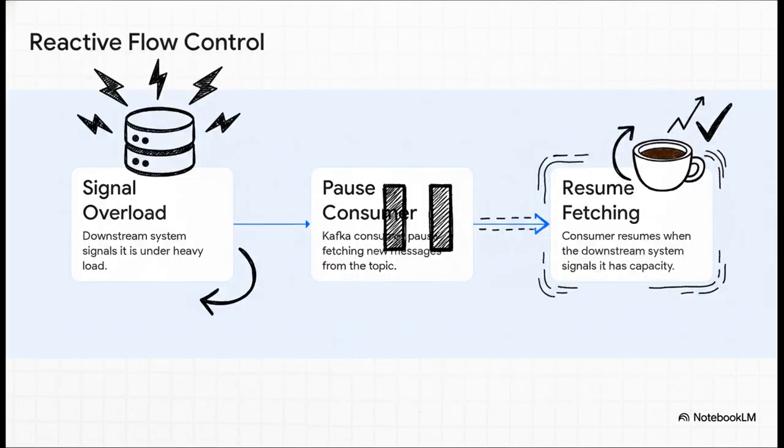So here's how it works in practice. A database starts getting overloaded and sends out an overload signal. The Kafka consumer gets that signal and just stops polling for new messages. It just waits. Then, once the database catches up and signals that it's ready for more, the consumer automatically resumes fetching data. It's this beautiful, elegant, self-regulating loop.